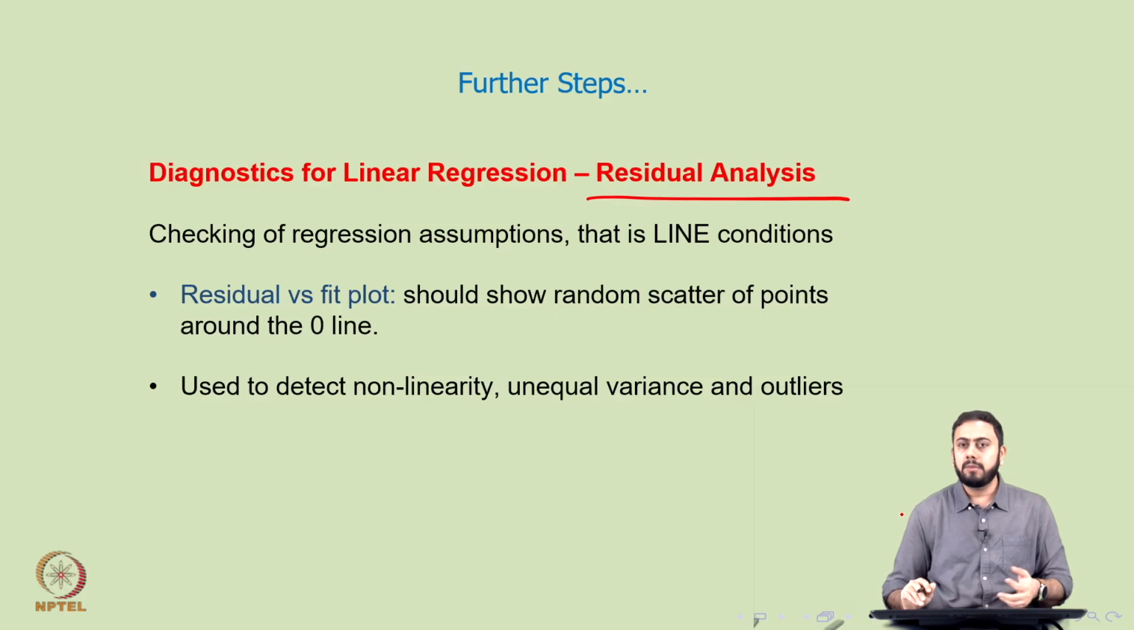Now again, if you vaguely remember, a couple of sessions back we talked about LINE conditions. So again, what are they? You can pause the video and try to think what LINE means. LINE conditions are nothing but 4 assumptions about the regression model: linearity, independence, normality and equal variance.